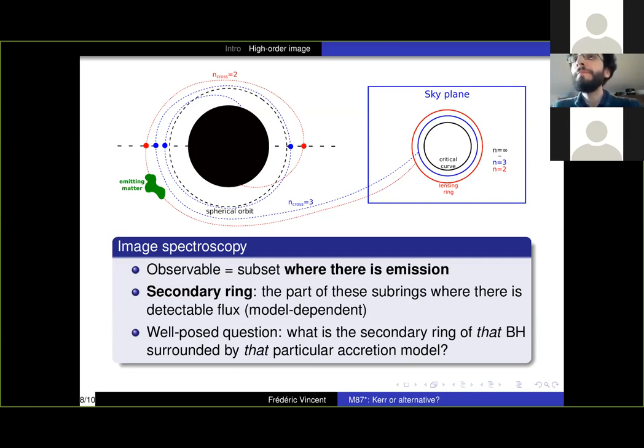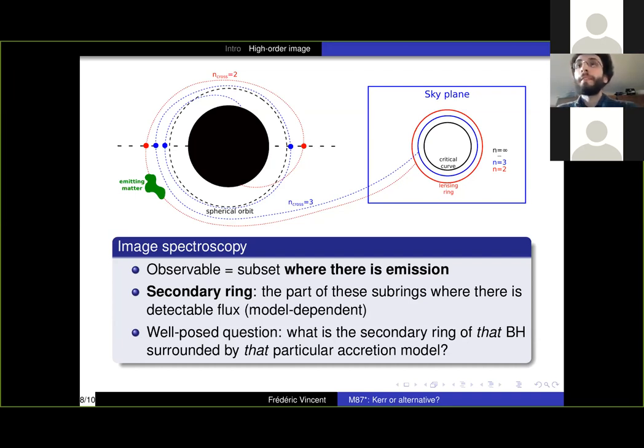Yeah, but a photon that was traced back to the event horizon would not contribute to the curves on the right. Well, it can if there is some emitting matter somewhere on the way. For instance, on this blue geodesic, if there is some blob of emitting matter here, this geodesic can transport light to the n equal 3 subring. Right? Hmm. Yeah, I suppose that can happen.